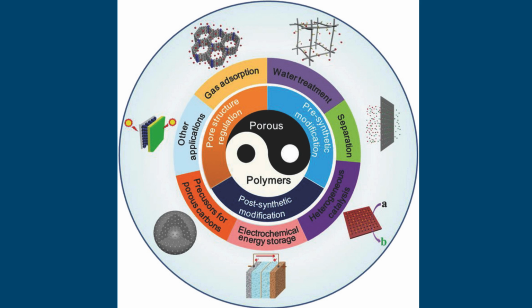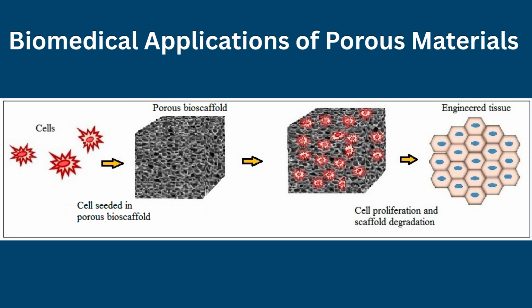The ability of porous polymers to host and stabilize active components is also critical in applications such as catalysis and energy storage. The high surface area and interconnected pathways enable efficient transport of reactants and products, enhancing overall performance. Similarly, in biomedical applications, porous polymers serve as scaffolds for tissue engineering, providing a supportive environment for cell growth and nutrient transport. They are also widely used in drug delivery systems, where the pore structure governs the loading capacity and release kinetics of therapeutic agents.